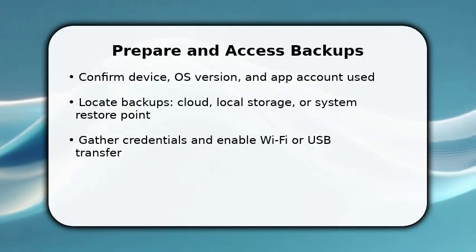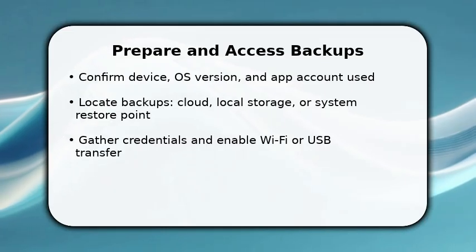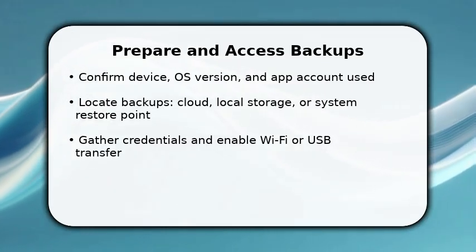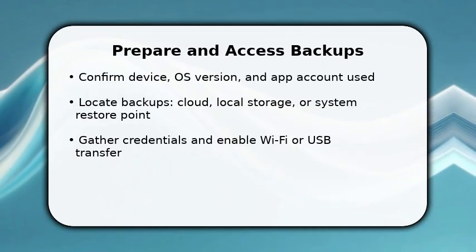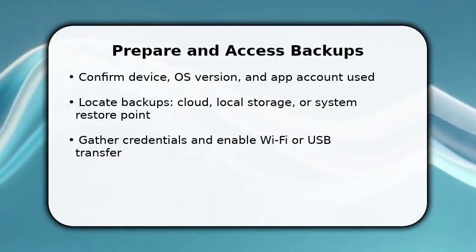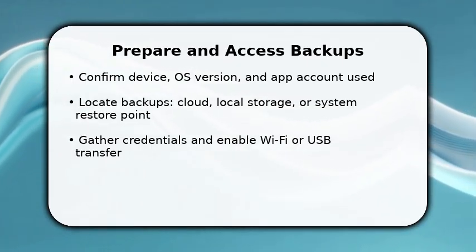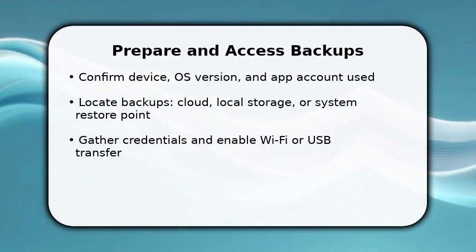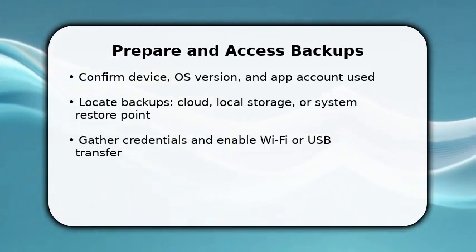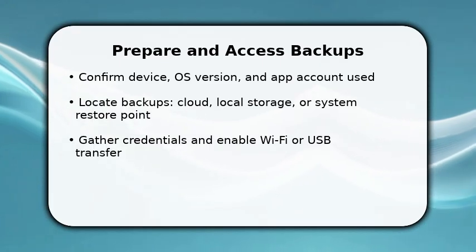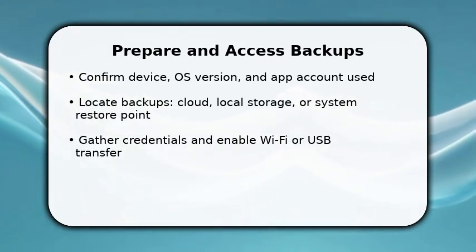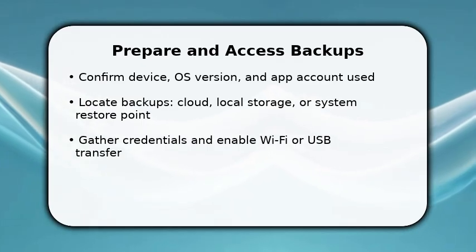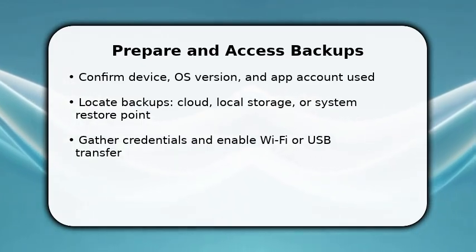You start by confirming the device and app account so you restore the correct data. Open Settings and go straight to Backup or Accounts. Make sure you're signed in. If you have a cloud backup, enable Wi-Fi and verify the latest backup date. For local backups, connect via USB or open your file manager and locate the app folder. Once done, prepare any passwords and note any device-specific restoration options before you proceed to reinstall the app.